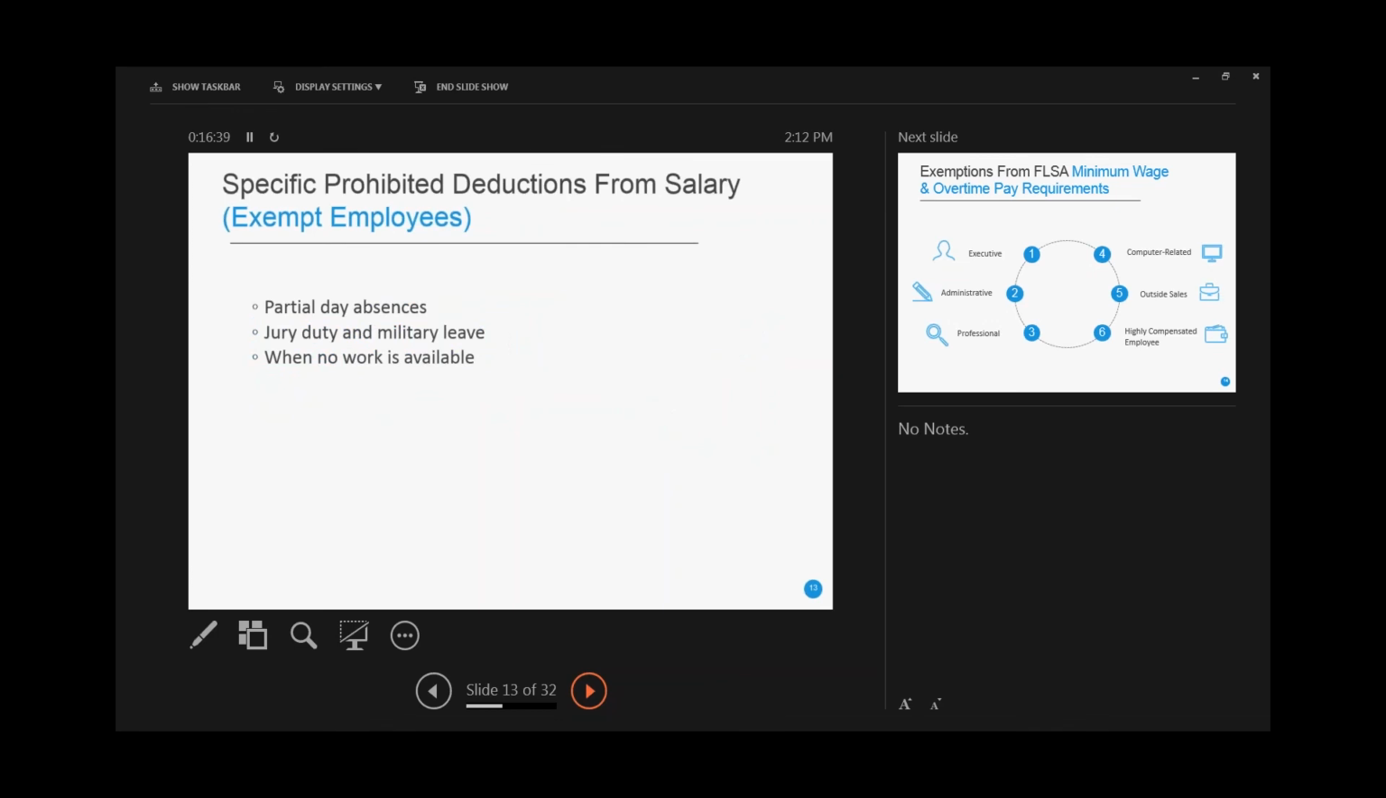So some specific prohibited deductions from salary. First, partial day absences. Employers may pay for partial day absences using paid leave accounts. An exception to this is when the exempt employee is on FMLA leave, actual pay deductions may be made for partial day FMLA absences. Jury duty and military leave, unless the employee performs no work whatsoever during the employer's standard work week. And then when no work is available, such as during slow periods or when the business is closed due to weather emergency. So if you close your business due to weather, exempt employees must be paid for the entire day.